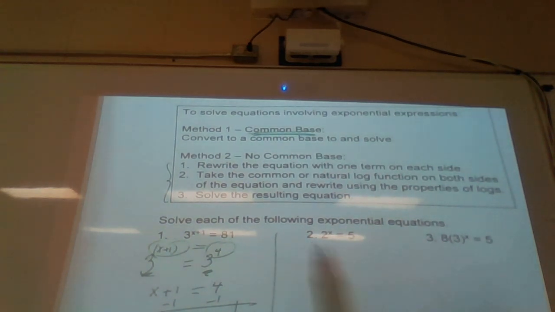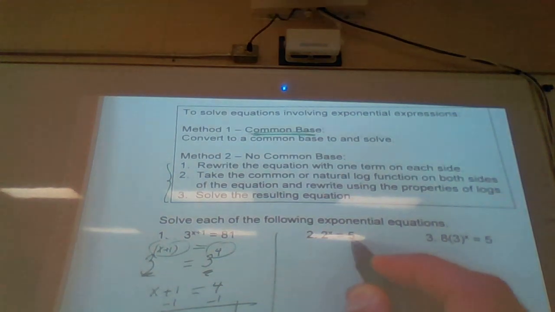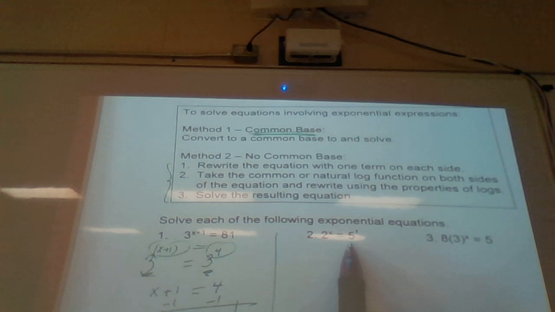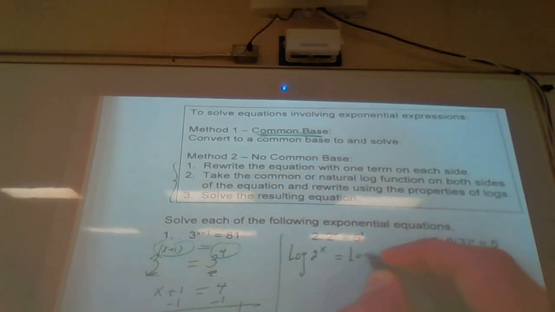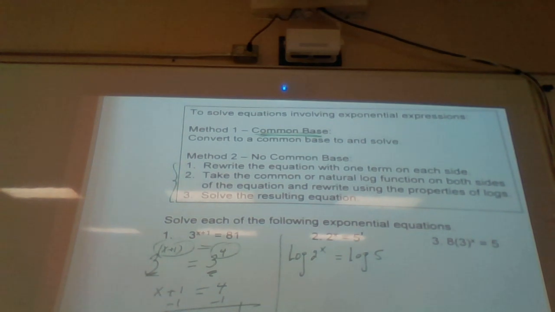Look at question 2. I have 2 to the x equal 5. Base 2, base 5. I can't really fix this 5 into a base 2. I can, but it's a long process. So in this case, when it's not as easy as 81 as 3 to the 4, I have to take the log on both sides. In algebra, if you do one thing on one side, you have to do it on the other side.